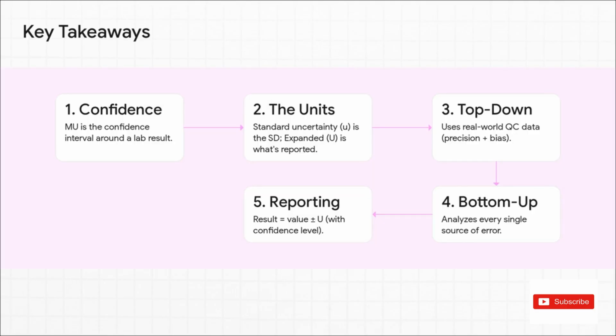Okay, let's boil all this down. If you remember nothing else, remember these 5 things. 1. MU is the confidence interval around a lab result. 2. Remember the 2 U's? Lowercase u is the standard uncertainty, and uppercase U is the expanded uncertainty that gets reported. 3. The top-down approach is the practical one, using real-world QC data. 4. Bottom-up is the super detailed dive into every single error source. And 5. The final result is always reported as the value plus or minus U.